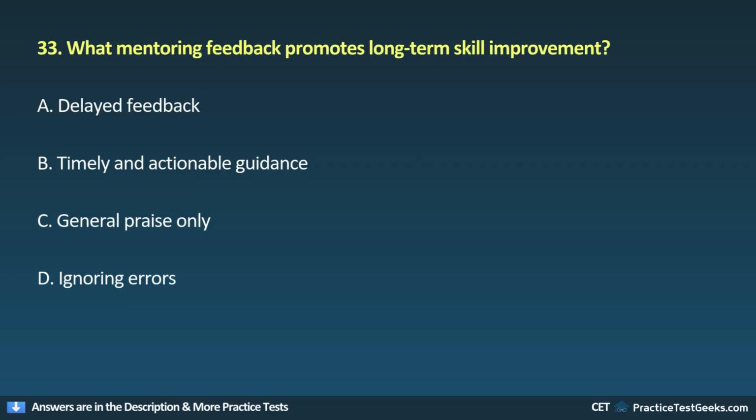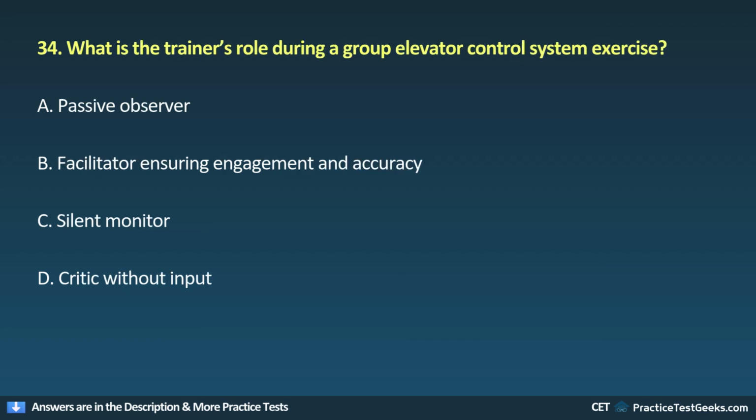33. What mentoring feedback promotes long-term skill improvement? A. Delayed feedback. B. Timely and actionable guidance. C. General praise only. D. Ignoring errors.